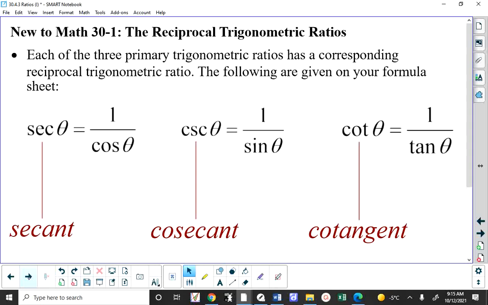Although these three are on your formula sheet, I want you to notice that in each pair, there's one co. I hope it makes sense that tangent and cotangent go together, right? The tangent is right there. So which one goes with cosine? Secant. Because if cosecant went with cosine, there'd be two cos.